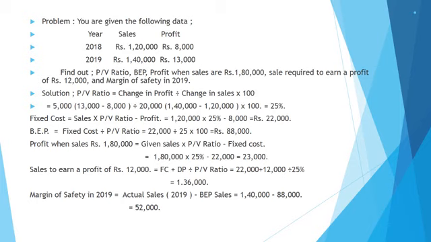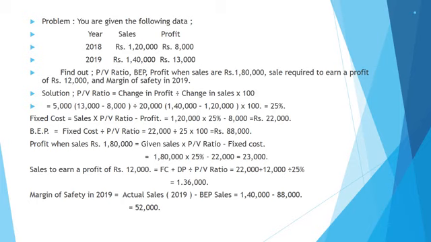Now sales to earn a profit of rupees 12,000. Formula fixed cost plus desired profit divided by PV ratio. Fixed cost rupees 22,000 plus desired profit 12,000 divided by PV ratio 25%. Rupees 1,36,000 is the sales to earn a profit of rupees 12,000.